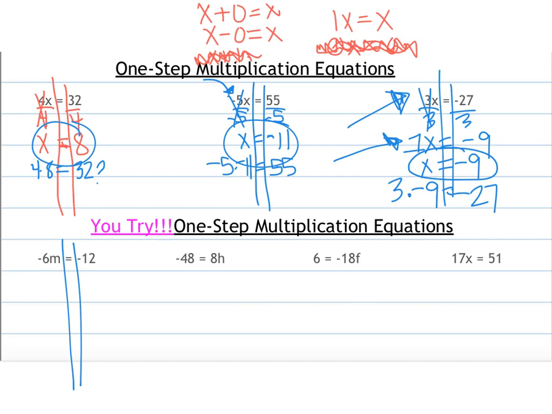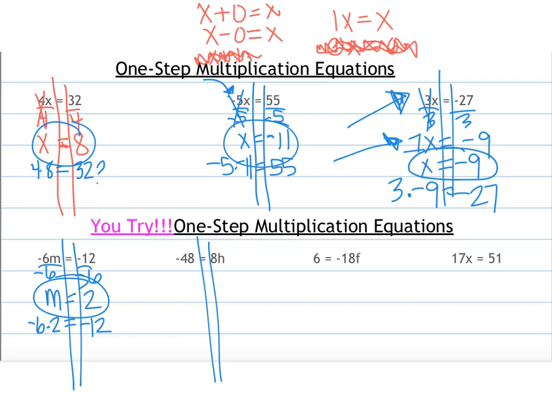6m equals negative 12, so divide both sides by negative 6. M equals 2, because a negative divided by a negative is positive. Negative 6 times 2 is negative 12. Yes, that works. So m equals 2.